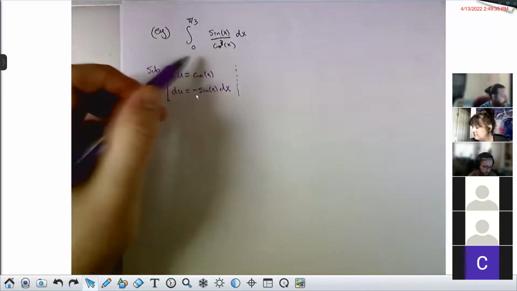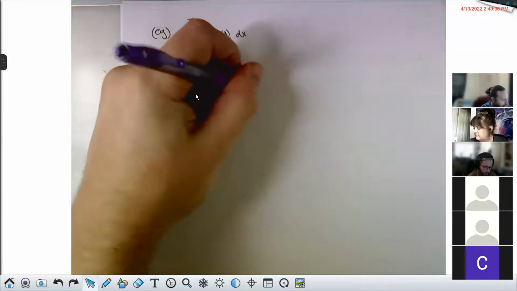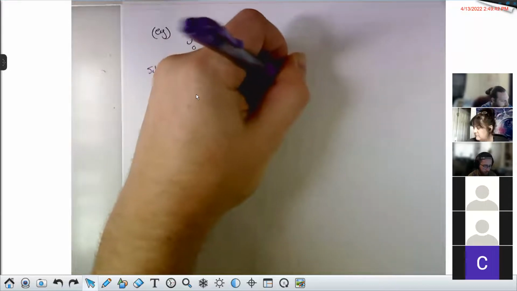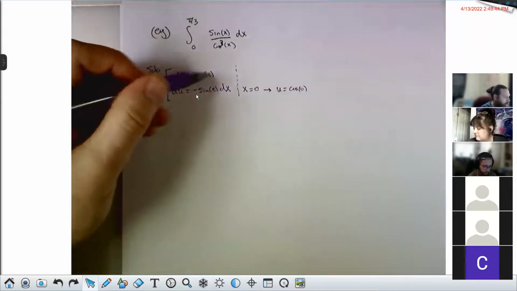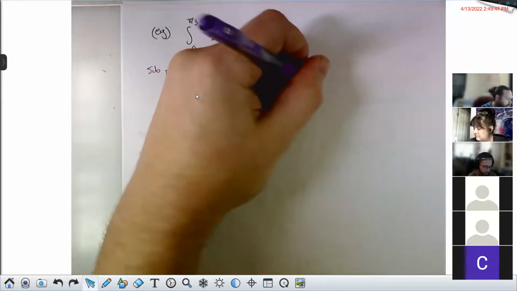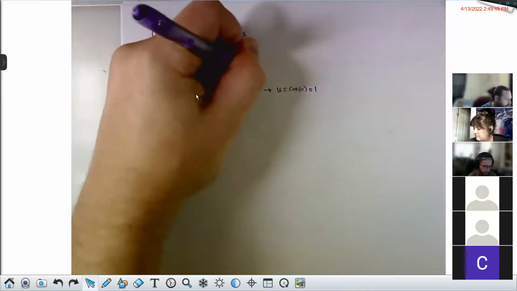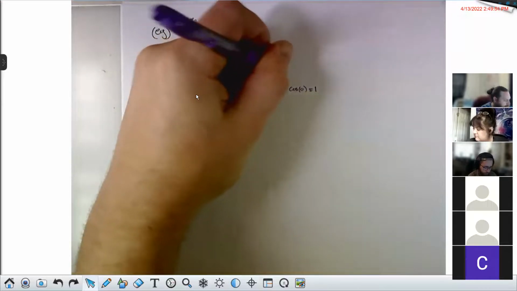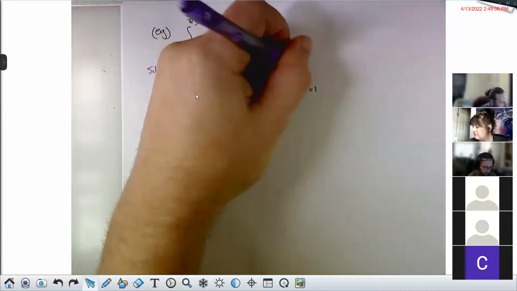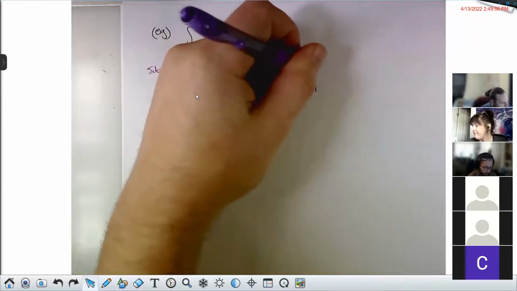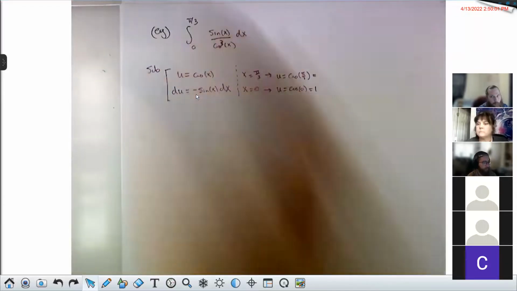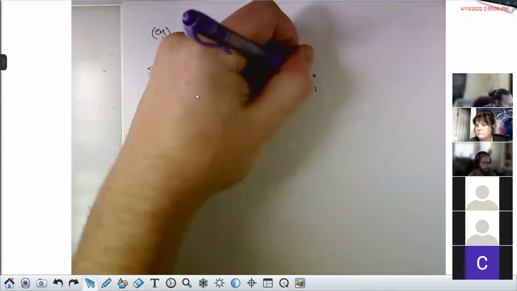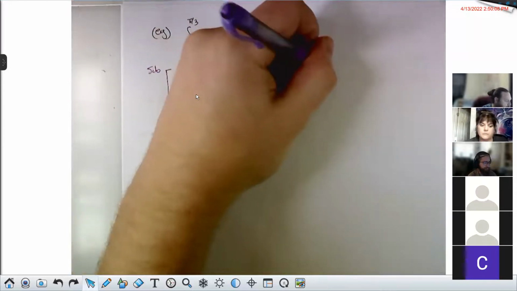So when x is equal to 0, u would be the cosine of 0, right? Because u is cosine of x, and that is 1. When x is equal to pi over 3, u would be the cosine of pi over 3. Can anybody remind me what that is? One half. Yeah, very good. That's 1/2.